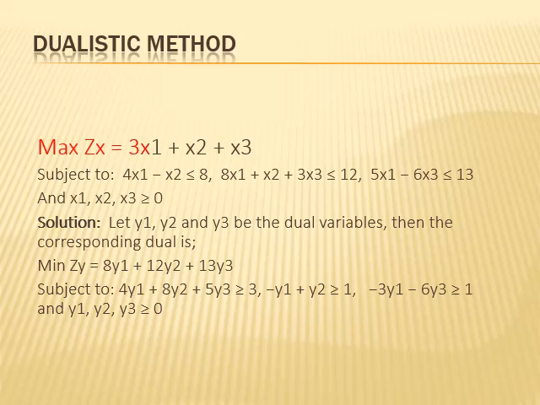Example: given max z equal 3x1 plus x2 plus x3. So the required is to convert this primal linear programming into the dual linear programming.